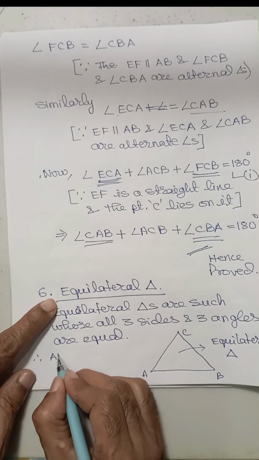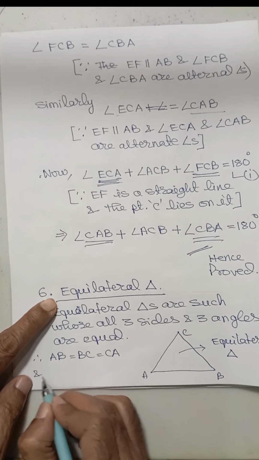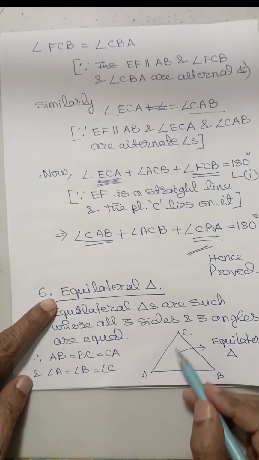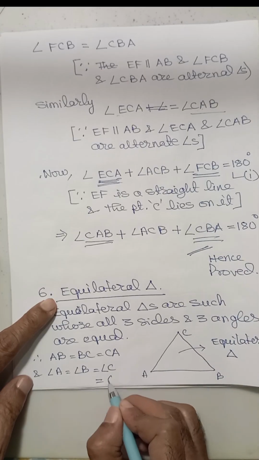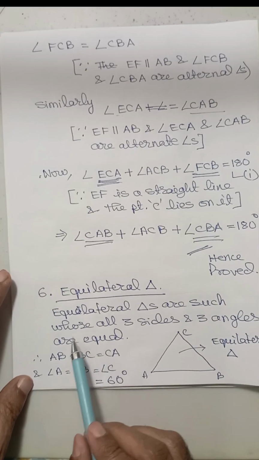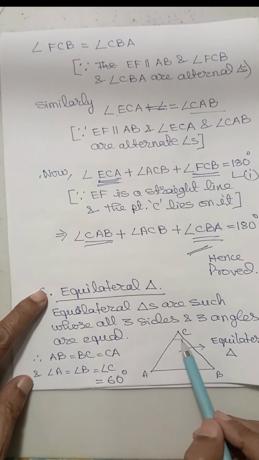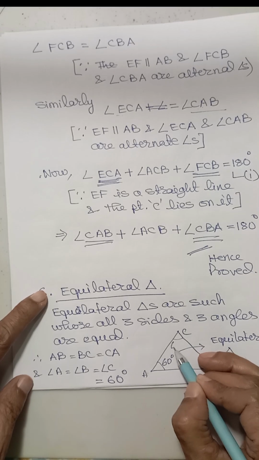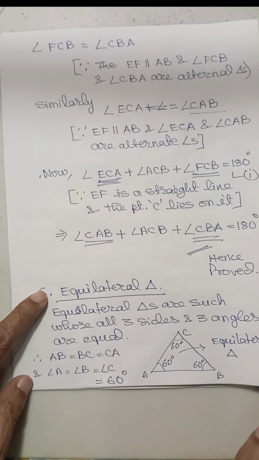Therefore AB will be equal to BC will be equal to CA, and angle A will be equal to angle B will be equal to angle C. But the sum of all the three angles is 180 degrees, we have proved. So each angle will be equal to 60 degrees. So we can say that in an equilateral triangle all the sides are equal and all the three angles are equal to 60 degrees. So this is the property of an equilateral triangle up to the level of class 6 and 7.